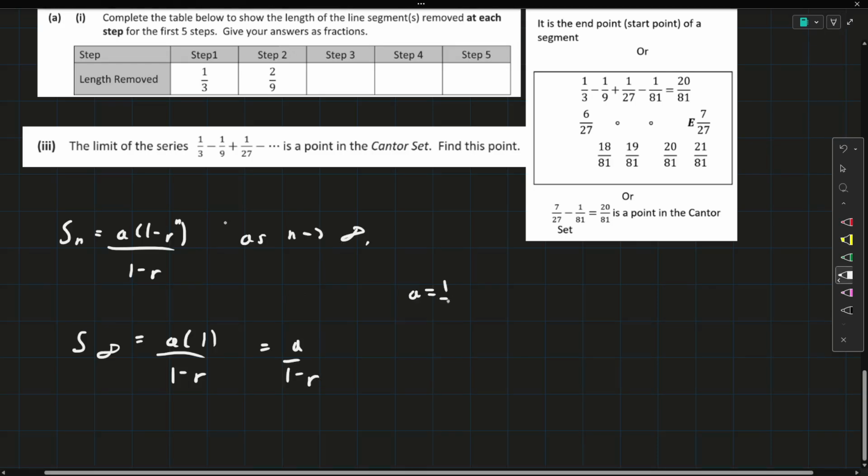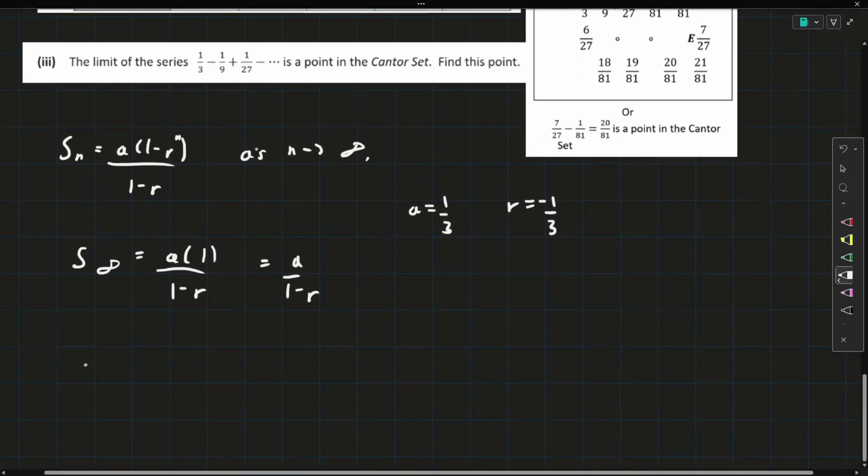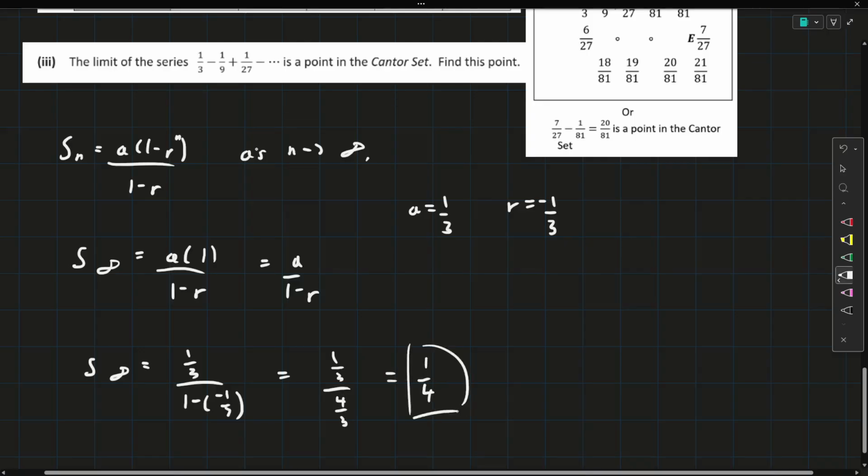Here, a is a third because we're starting at a third. And each time we're multiplying by minus a third because the signs are alternating. So r is minus a third. So the sum to infinity will be equal to a third divided by 1 minus a third. So that's equal to a third divided by 1 plus a third, which is 4/3. Multiply the top and bottom by 3, and you'll get 1 over 4 as your answer.